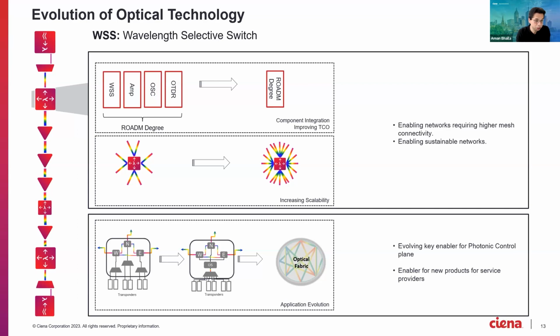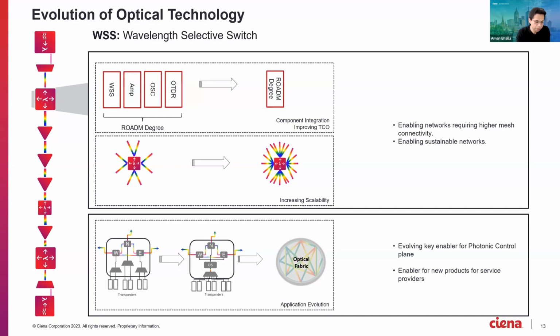There's a wavelength selective switch, which is the component responsible for steering wavelengths. Another one is an amplifier, which adds more juice to the incoming light and sends it out. Then there's an OSC, the optical supervisory channel, for monitoring capabilities. And the third one is OTDR, which provides fiber monitoring capabilities. So all these components together make a ROADM degree, and they all carry their own cost, their own points of failure, and their own power consumption.